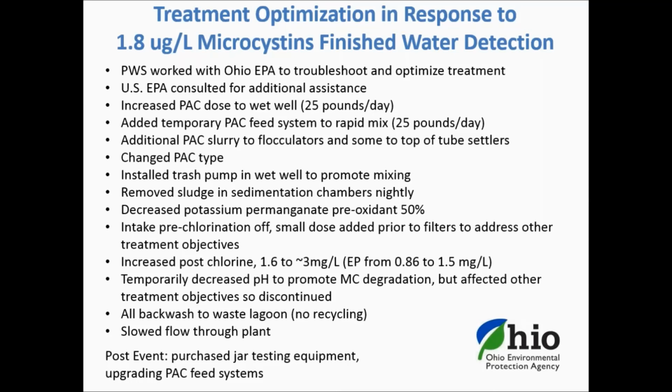Since there was an extra feed point into the rapid mix, we worked with the system to quickly engineer an additional temporary PAC feed system and fed an additional 25 pounds of PAC per day at that location. Additional PAC slurry was manually added to the flocculators and to the top of the tube settlers in an extra effort to combat the cyanotoxins. The system did not know what type of PAC was being fed. The bags were so old the labels had worn off, so we contacted a neighboring public water system that we knew had a PAC that was optimal for cyanotoxin adsorption and requested that they share some of their PAC to get us through the weekend until a fresh supply could be obtained.